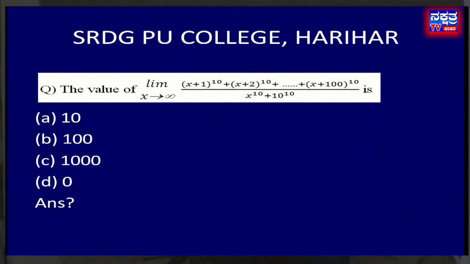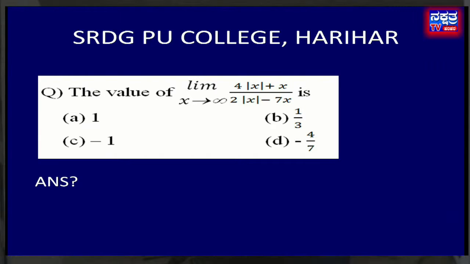What's the next question? The value of limit x tends to infinity, 4 into mod x plus x by 2 into mod x minus 7x is: option A 1, option B 1 by 3, option C minus 1, option D minus 4 by 7. Watch the board.